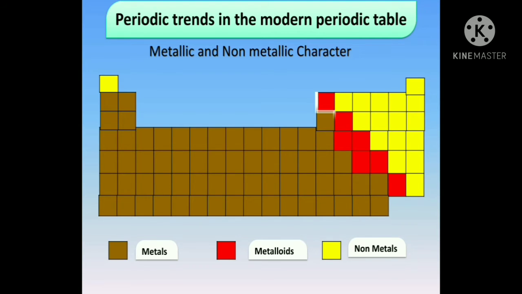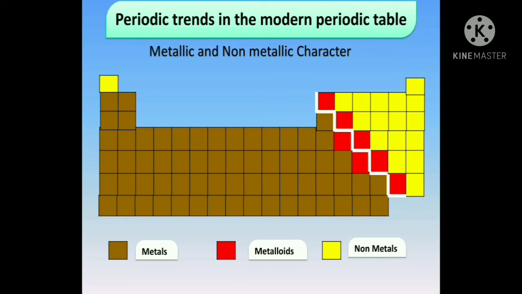It is seen that a zigzag line separates the metals from the non-metals in the periodic table. Elements appear to have been arranged in such a way that all the metals are on the left side of this line and non-metals are on the right side of this zigzag line. Metalloids are along the border of this line.